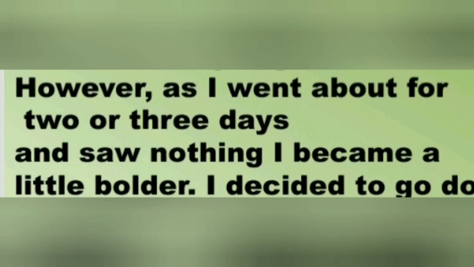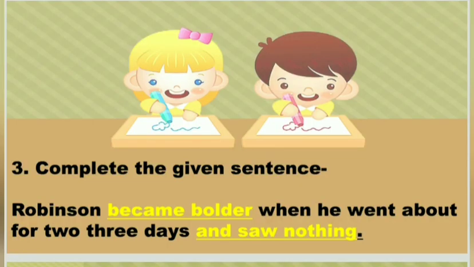Now your answer is somewhere here in this text, that is, "However, as I went about for 2 or 3 days and saw nothing, I became a little bolder." Now here you have to find the correct answer for your fill in the blanks. That means Robinson became bold when he saw nothing. So the answer will be, Robinson became bolder when he went about for 2-3 days and saw nothing. Yes, this could be your answer.